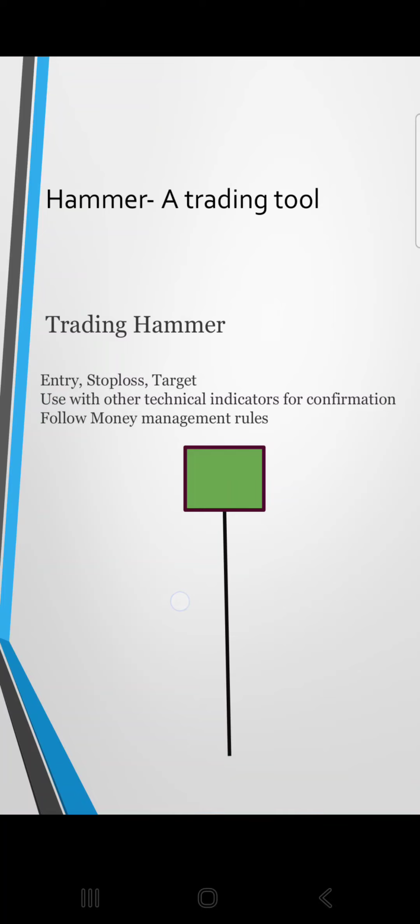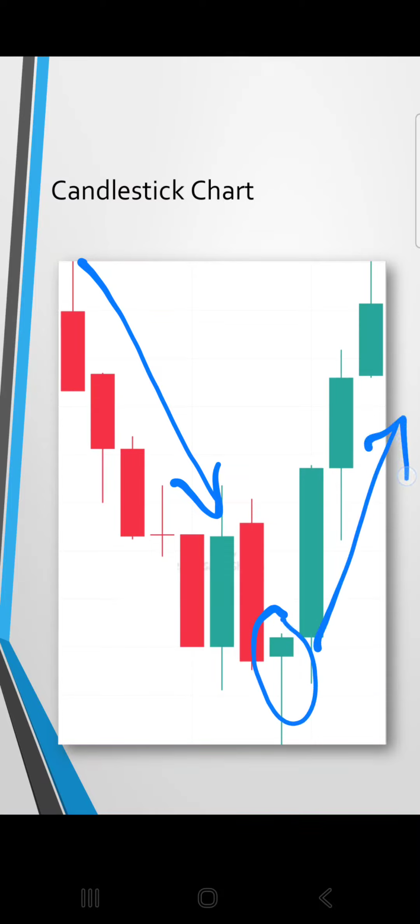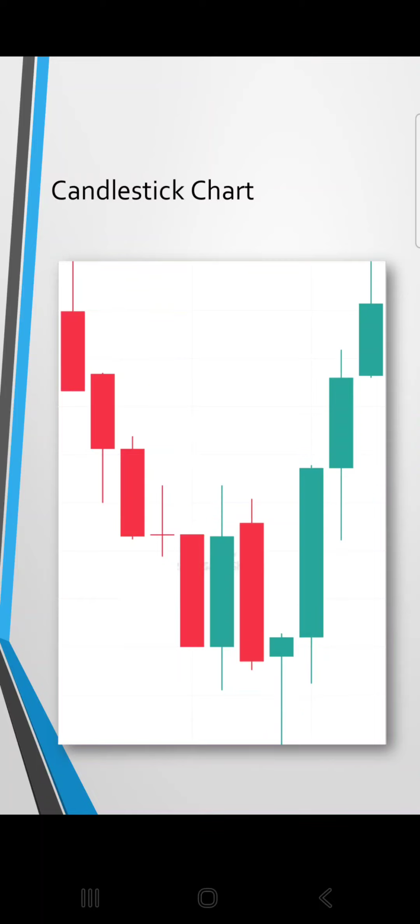That's very, very important. Just to give you an example of how a hammer will look like, you can see over here prices are moving downwards, after which you've seen that there is a hammer and it's a trend reversal signal expecting the prices to go up. Like this, you can identify a trade with a hammer.